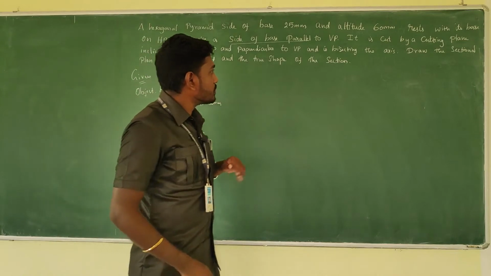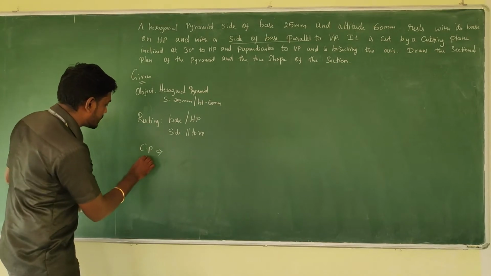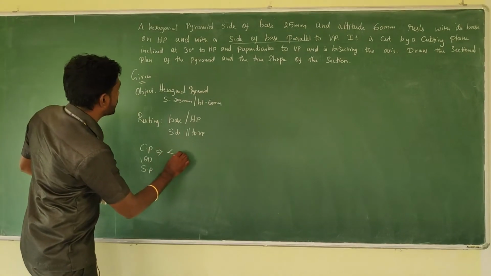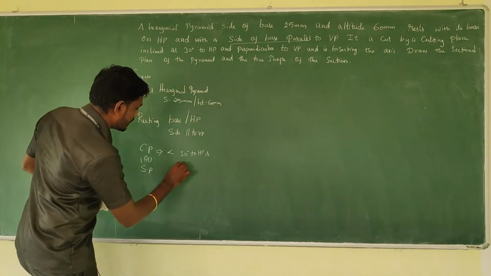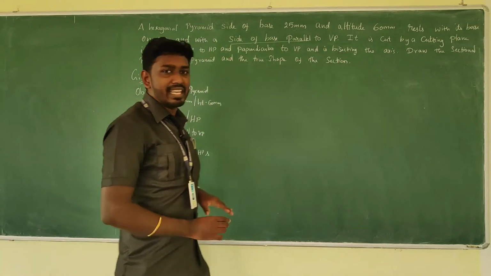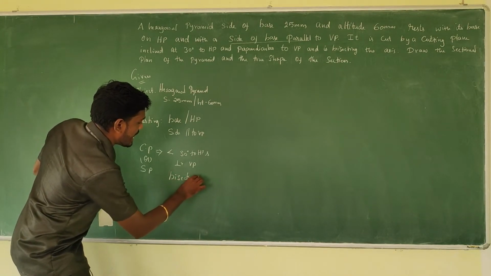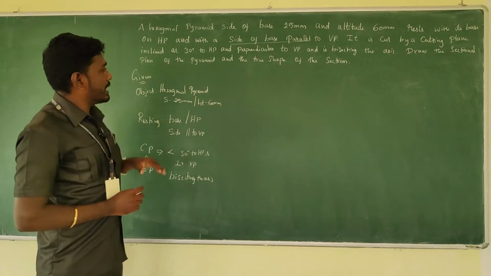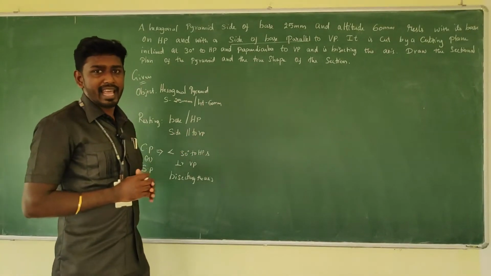And then it is cut by a cutting plane. They are talking about the cutting plane, CP, or we can call it the section plane as well. It is given inclined 30 degrees to HP and perpendicular to VP. It is also given that it is bisecting the axis. So it is placed by bisecting the axis. Draw the sectional plan of the pyramid and the true shape of the section. This is our demand in the question.